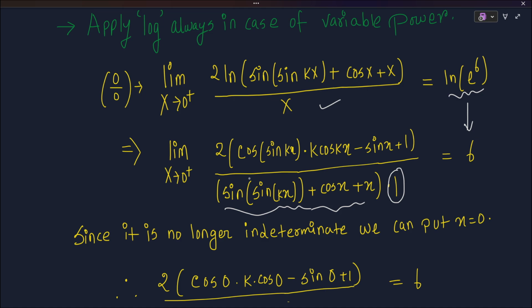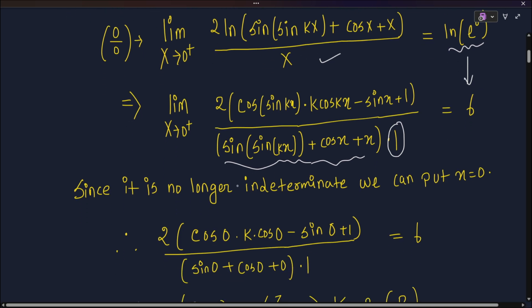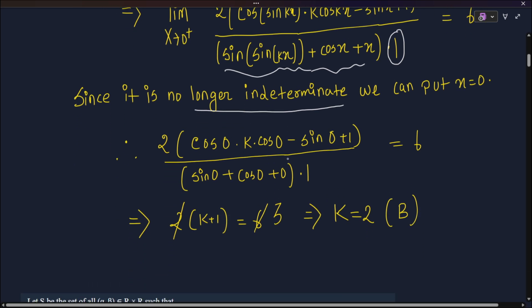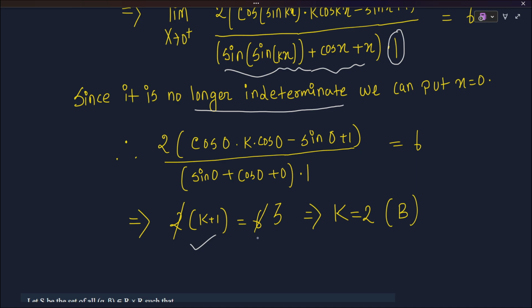And now simply put the values, because you can check that the limit is no longer indeterminate. So we can put in the value, and once we put the value, it becomes very simple because cos 0 is 1 and sin 0 is 0. So simply what you have is 2 into (k + 1) equals 6. Cancel off this 2 and 6, you get k equals 2. Option B is the correct answer.